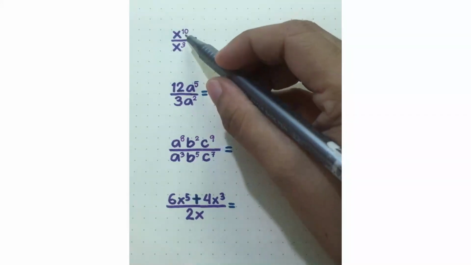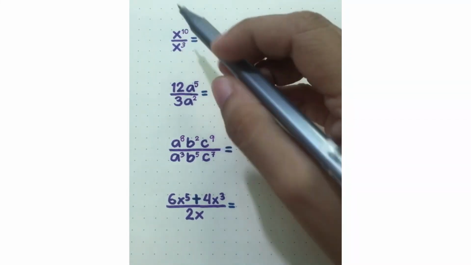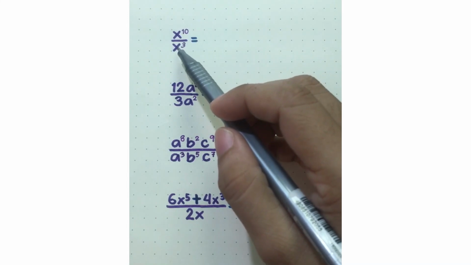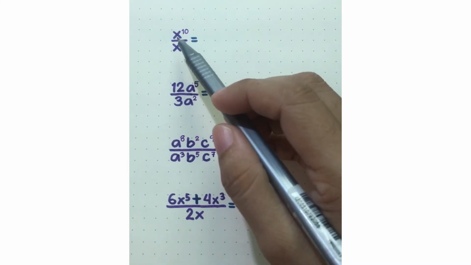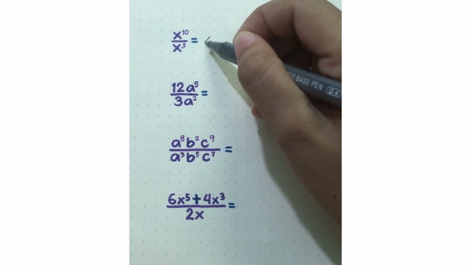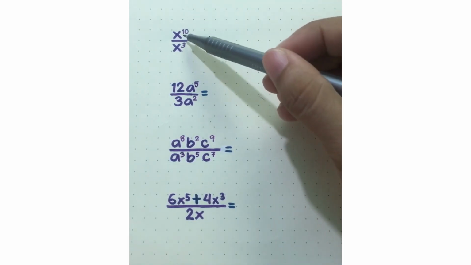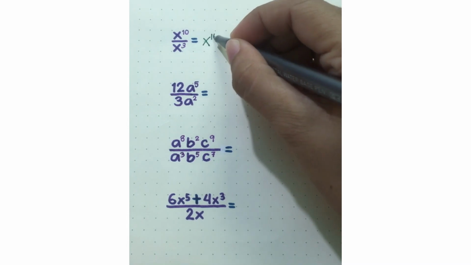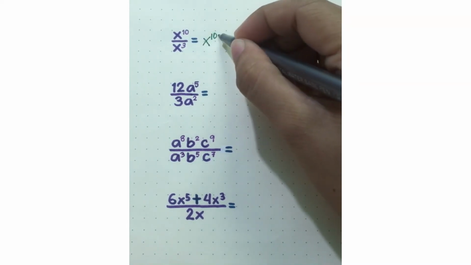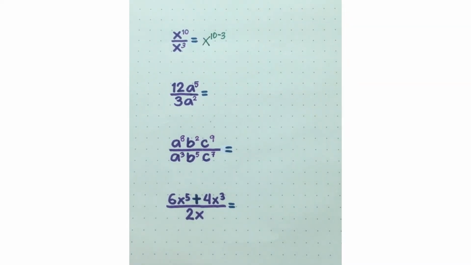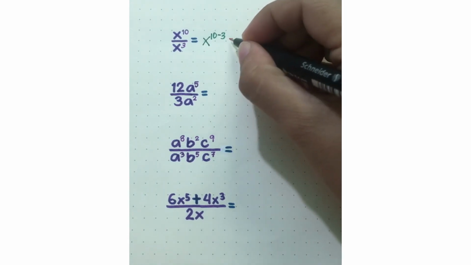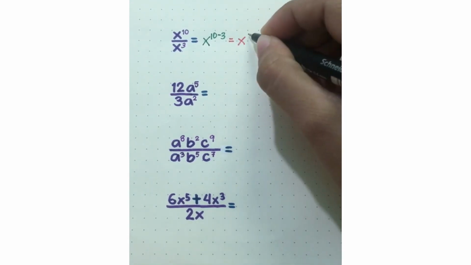Sa pagdi-divide ng monomial na may parehas na base katulad nito, x raised to 10 divided by x cubed. Ang base nila ay parehas, x. Kokopyahin lang natin yung base na yon. And then, we have to subtract their exponent. So, 10, yung nasa taas, minus the denominator, 3. So, when you subtract 10 minus 3, it will give you 7. So, your answer will be x raised to 7.